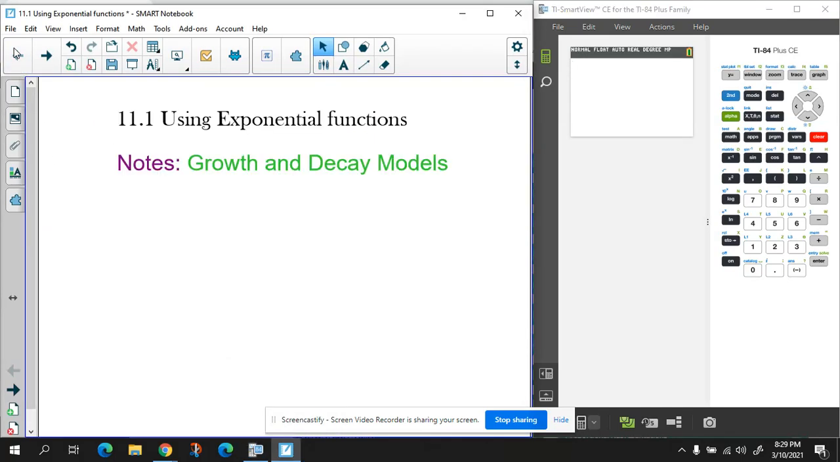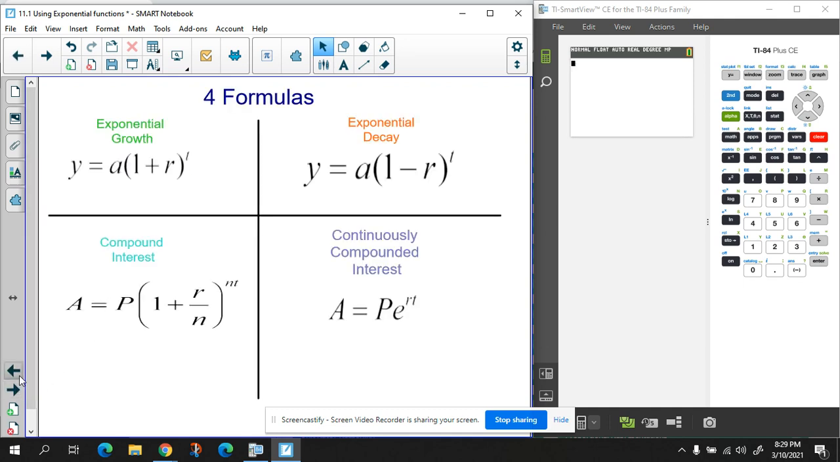Today's lesson is regarding exponential functions, and in specific, working with growth and decay models. We're going to be working with the four formulas you see here. The top left, exponential growth, exponential decay will be this one. If we work with compound interest, our formula will be this one. And compounding continuously is a special formula, and the four formulas are going to be described in detail on the next slides.